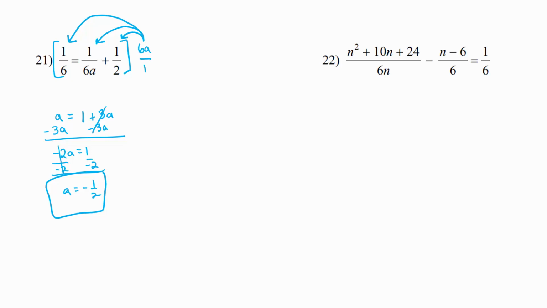On 22, our common denominator is 6n. And so the first denominator, the 6n's cancel, and it leaves me with n squared plus 10n plus 24. Here, the 6's cancel, and so I will have to multiply by n. Here, the 6's cancel, and I will still have an n. So I'm going to have to do some work here. I'm going to have to distribute this, and I will at some point have to subtract the n.